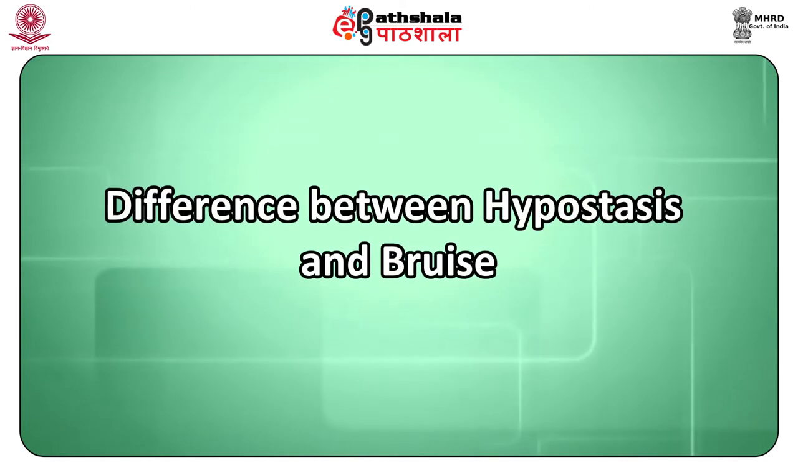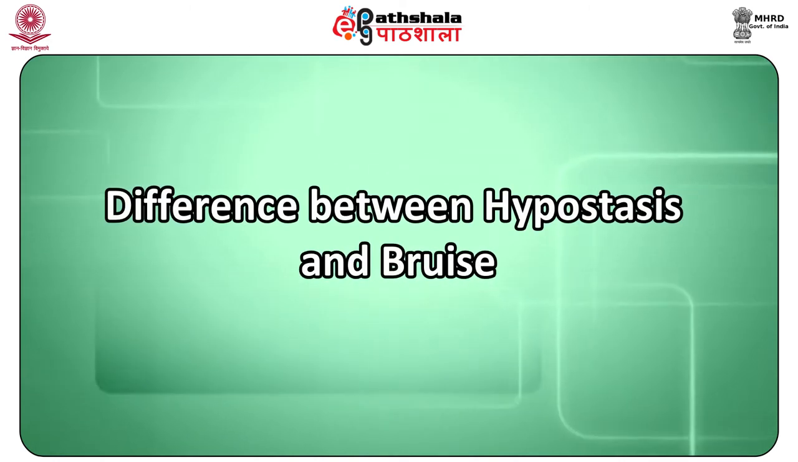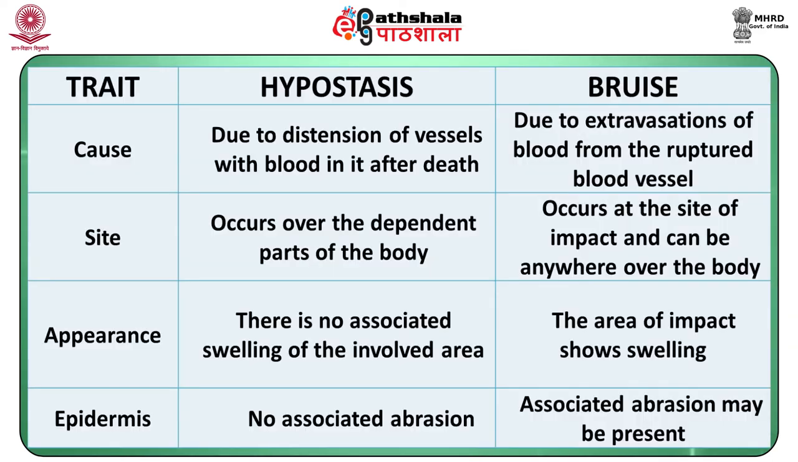More important is to differentiate between the hypostasis and bruise. Hypostasis, that is the postmortem staining. Because invariably this question arises when we conduct the autopsy. The points of differentiation are, if we see the cause in case of hypostasis, it will be due to the distension of vessels with the blood after death. Whereas in bruise, it will be due to the extravasation of blood from the ruptured blood vessel.